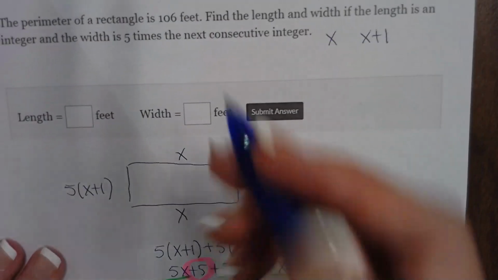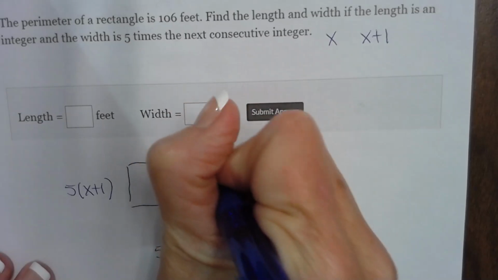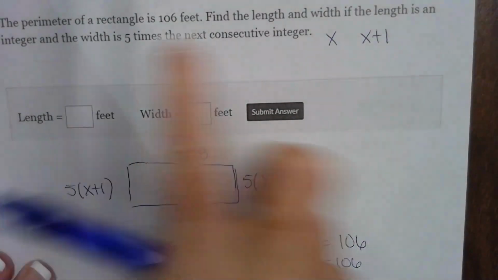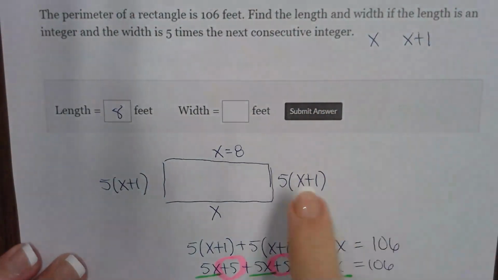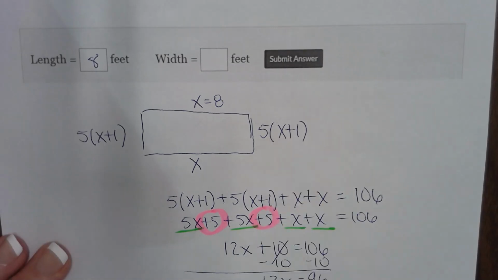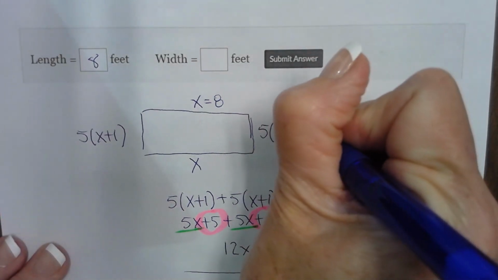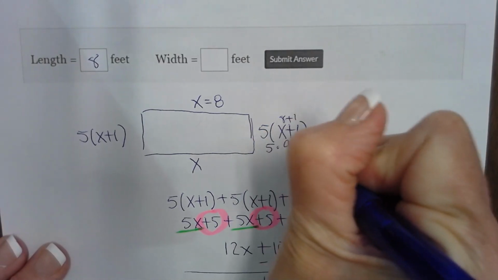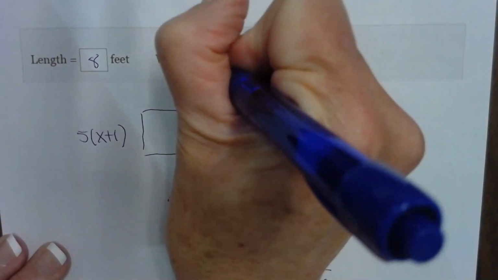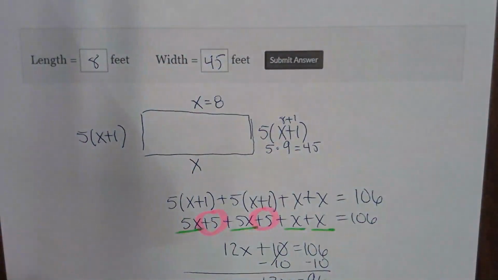Okay, so the length is 8, because it says the length is an integer. So that answer would be 8. And the width is 5 times the next one. Well, 8 plus 1, the next one is 9, and I multiply by 5, and I get 45. So the width is 45. Just had to do a little thinking on that one.